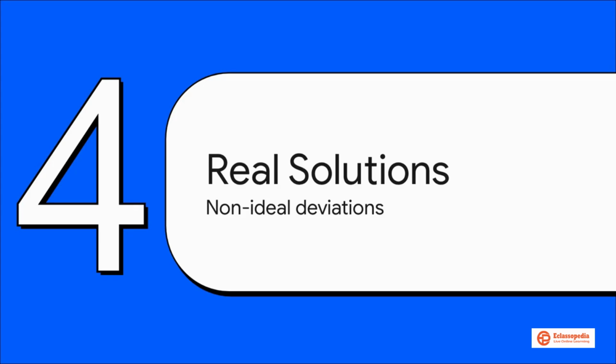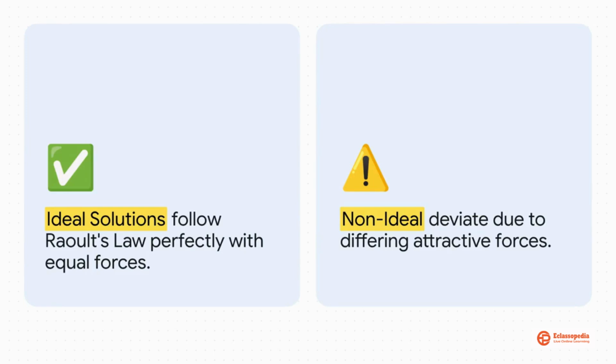Let's move on and see how this builds in Section 4, Real Solutions and Deviations. This is where the perfect ideal world meets messy reality. So on one hand, we have ideal solutions. For a solution to follow Raoult's law perfectly, the intermolecular forces between the solvent and the solute must be exactly, perfectly equal to the forces between the pure solvent molecules themselves. The molecules essentially can't even tell the difference between their own kind and the new particles.